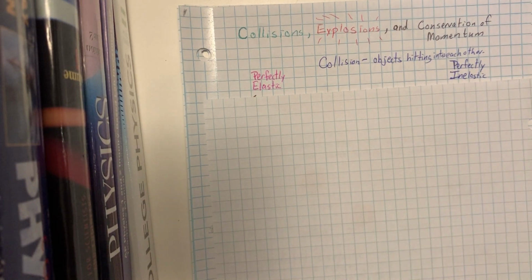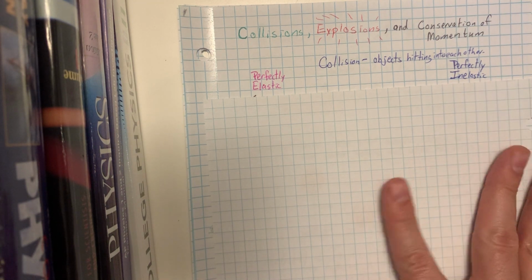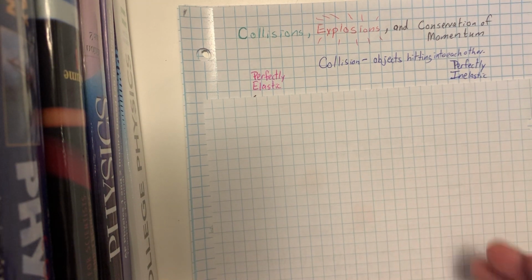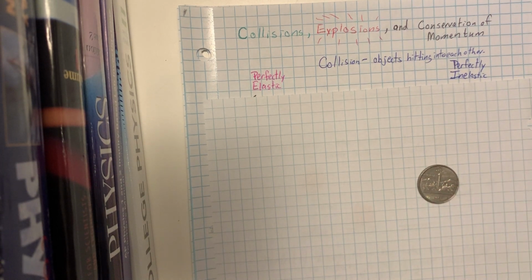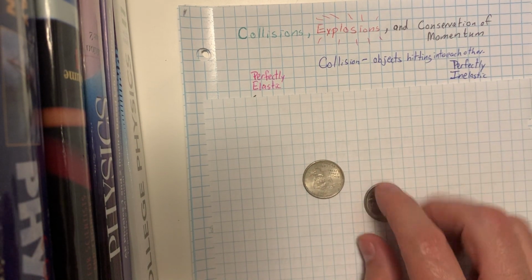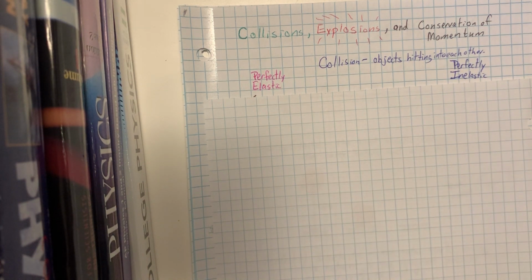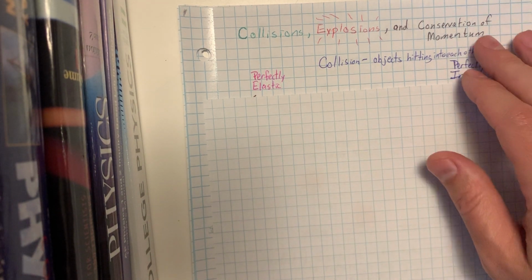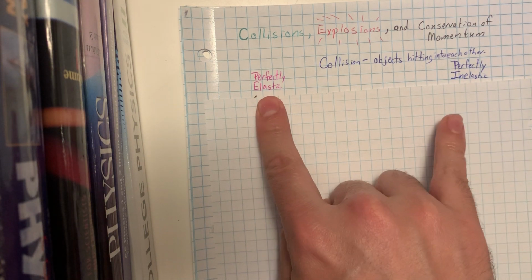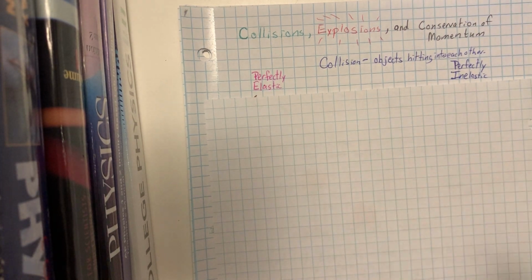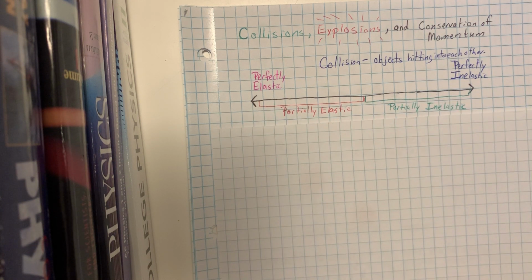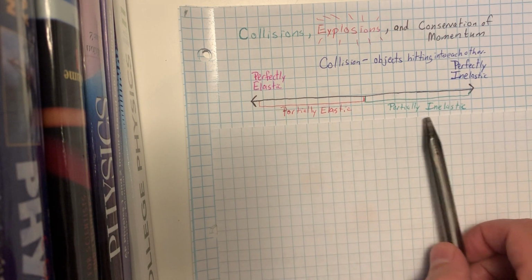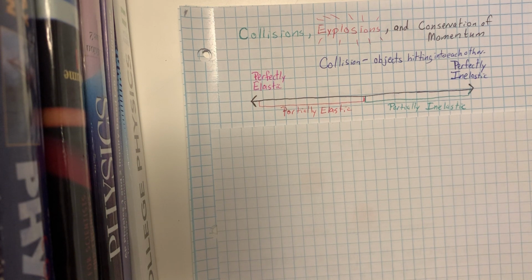For a perfectly inelastic collision, that would be two things that come together and stick. So if I had one of these and then a chunk of gum and I put it into the gum, that would be a perfectly inelastic collision. So perfectly elastic and perfectly inelastic are really two ends of a spectrum. And in between there, you're going to have partially elastic, partially inelastic collisions.